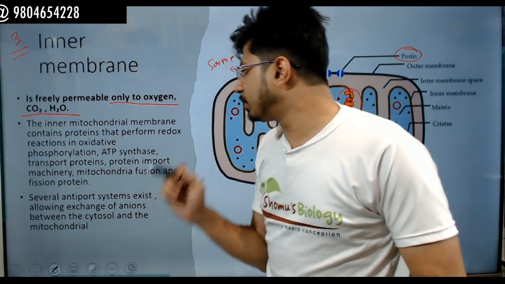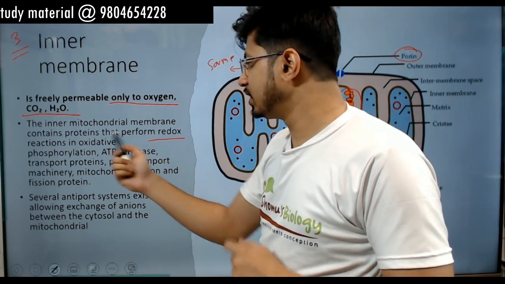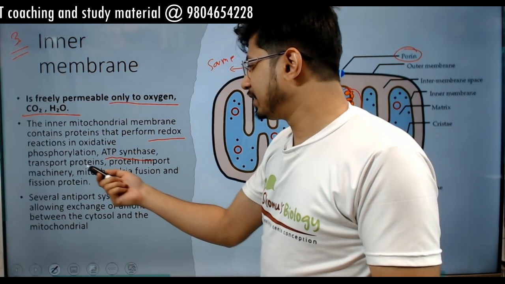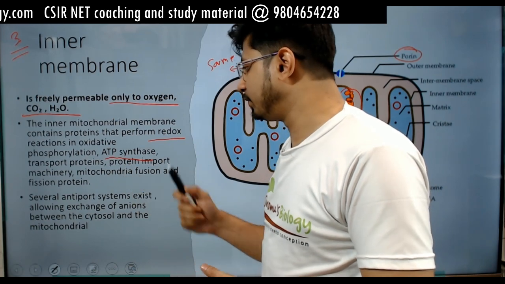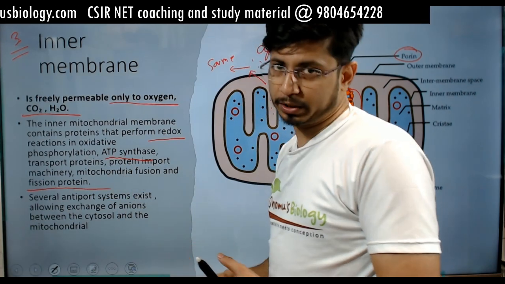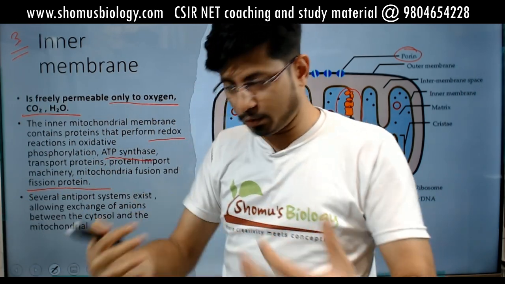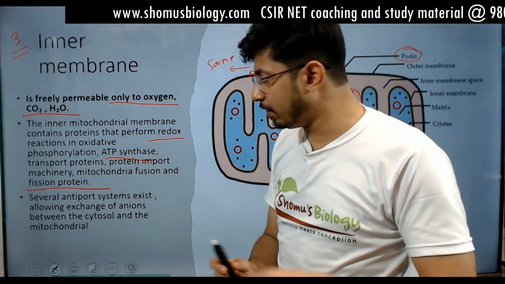Okay, the inner mitochondrial membrane contains proteins that perform redox reactions and oxidative phosphorylation. It helps in ATP synthesis, and contains transport proteins, protein import machinery, and mitochondrial fusion and fission proteins. Basically mitochondria can also grow from 1 to 2 and can join. So fusion and fission both are possible. All these things are present in the inner membrane of mitochondria.